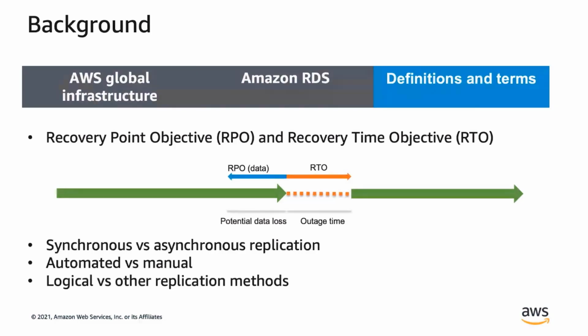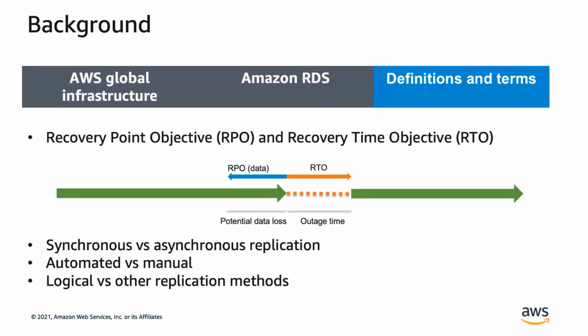So we're going to cover some of the background terminology here. A couple of key points when we talk about high availability and disaster recovery are RPO, recovery point objective, and RTO, recovery time objective. The green line here represents the ongoing activities of my database. And you can see that some sort of incident has disrupted it. If I have to restore from backup, then the recovery point is in the past, and my data loss is determined by how far back I had to go.